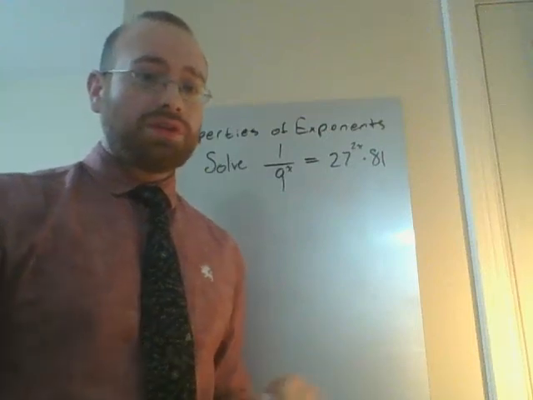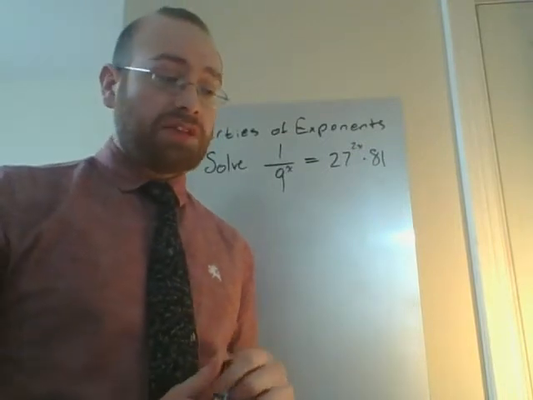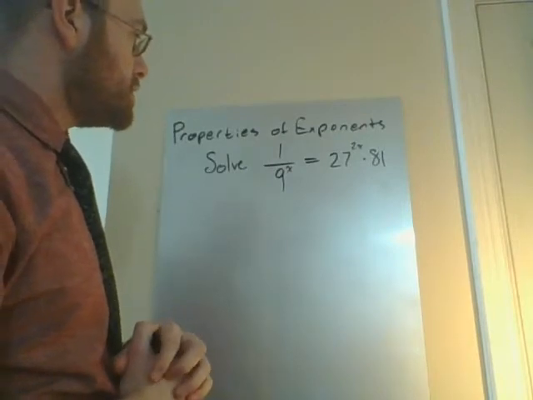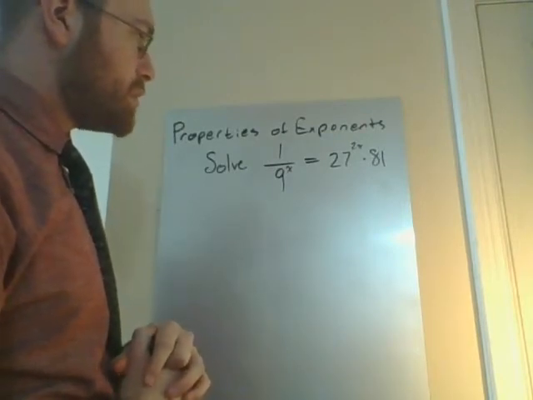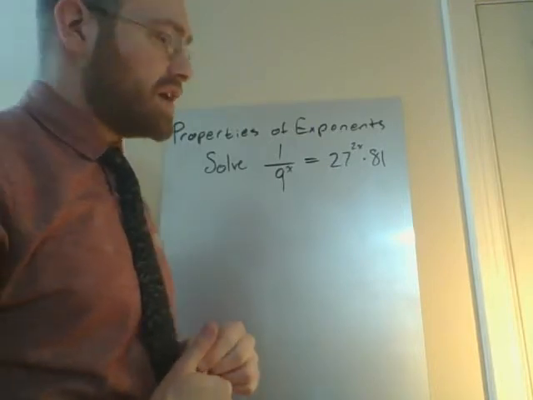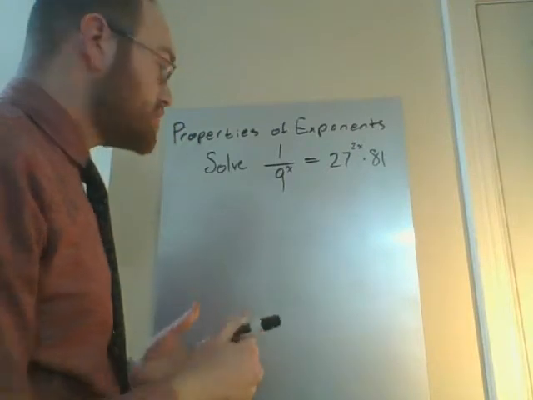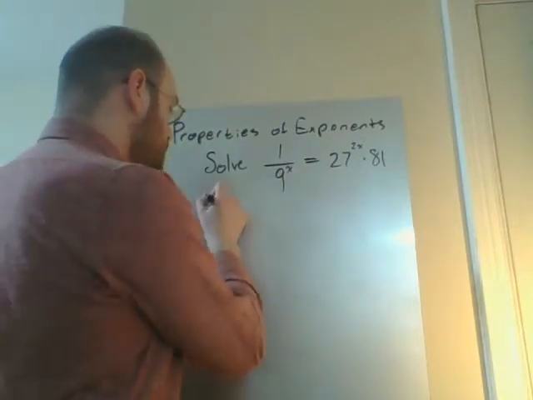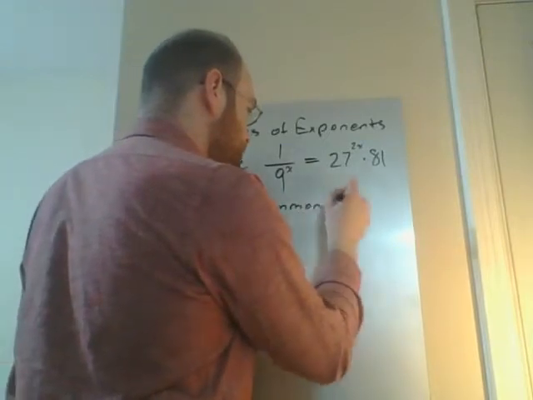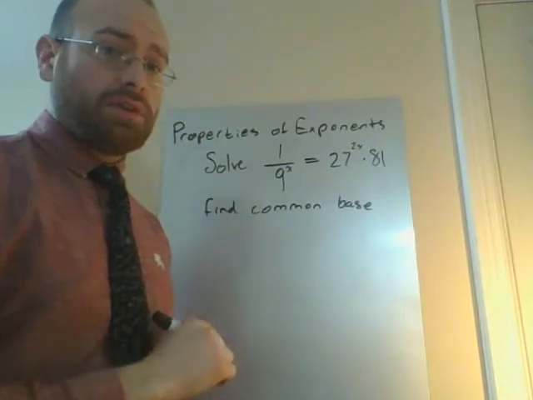We are going to do an example reviewing our properties of exponents. And to do that, we are going to solve the equation 1 over 9 to the power of x equals 27 to the power of 2x times 81. Now, the strategy that we learned last week says we are going to find a common base. And once we have a common base, we're going to cancel.